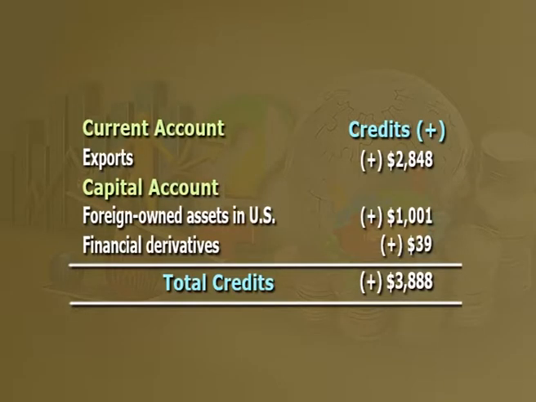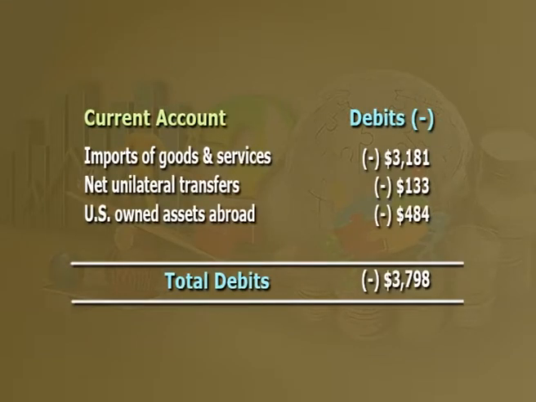If we want to know the total credits and debits of the US, we sum the total credits of positive $2,848 billion of US exports of goods and services and income, positive $1,001 billion net increase in foreign owned assets in the US, and positive $39 billion of net inflow of financial derivatives. Hence, the overall credit is positive $3,888 billion for the US international transactions during 2011.